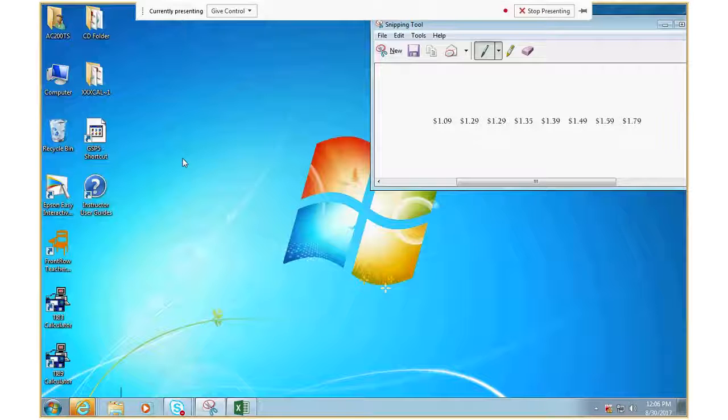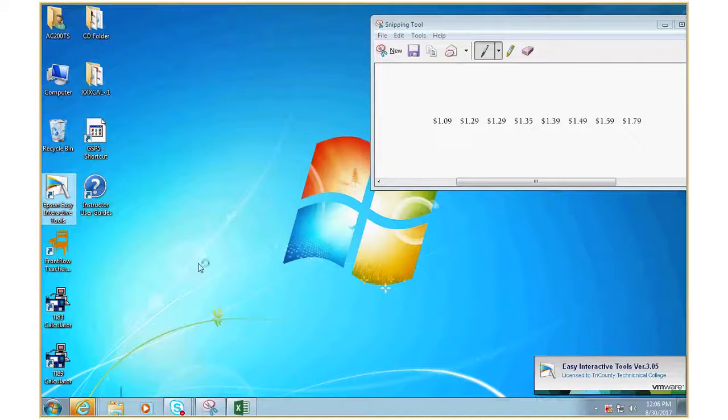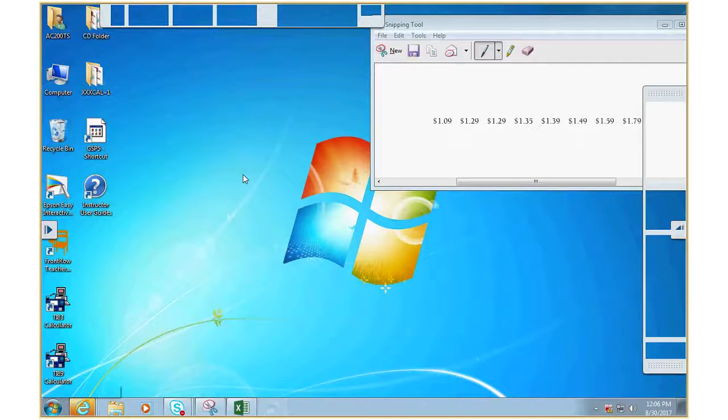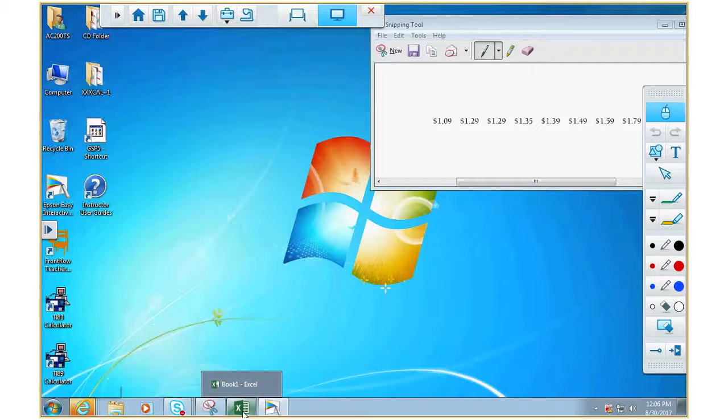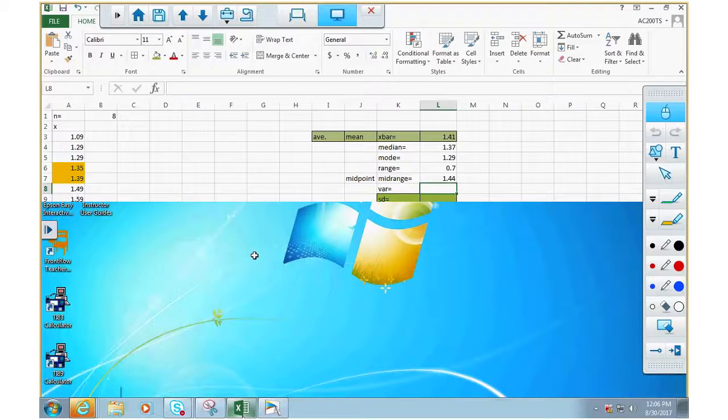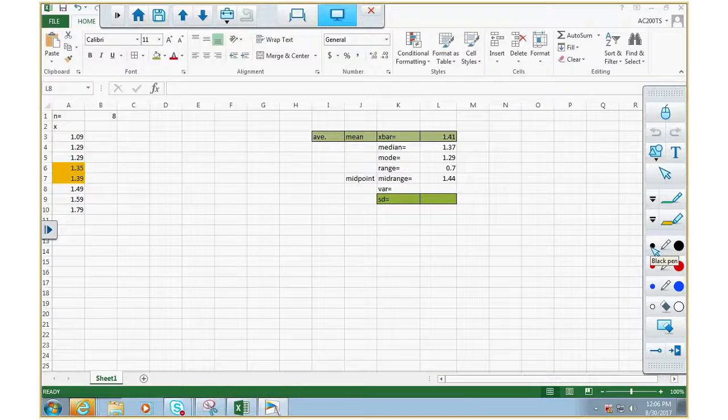Now, for the variance, you need to know what the formula is for the variance. The formula for the variance is equal to the summation of x minus x bar quantity squared divided by n minus 1.